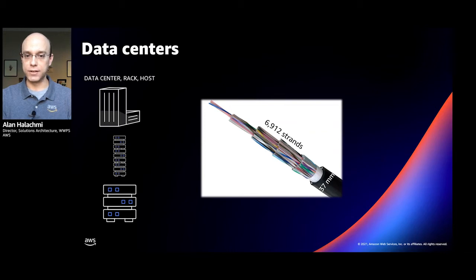An AWS data center contains racks, and racks contain hosts. Hosts connect to local data center infrastructure, including our highly optimized network fabric, capable of delivering hundreds of petabits per second of bandwidth. Traffic on our network is automatically encrypted before it leaves our secured facilities.